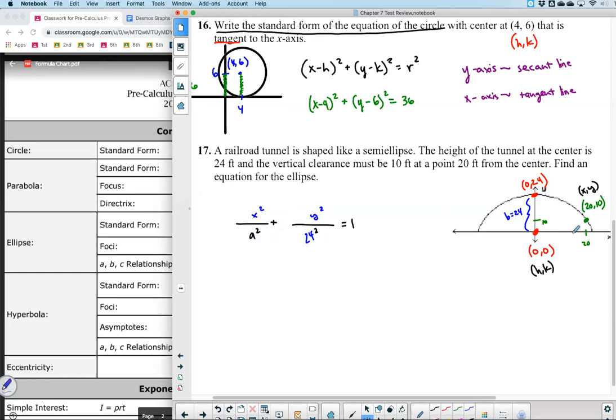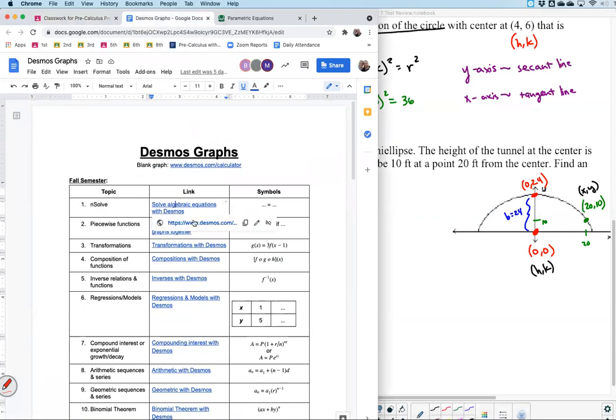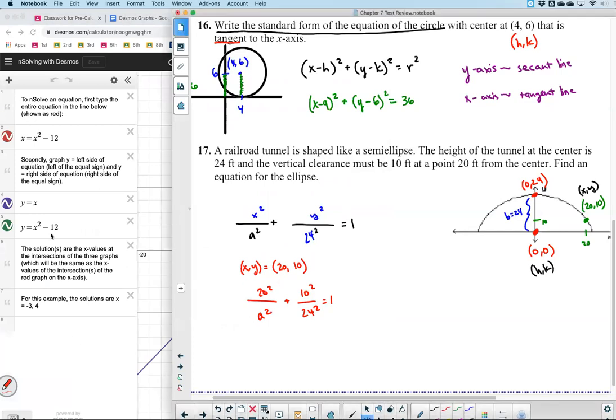By plugging in this x and y. We could solve, and I'm going to use nsolve here, by plugging in the x and y value of 10. I'm going to say x comma y equals 20 comma 10. And so what I will plug into the calculator, I'll nsolve, is that 20 squared over a squared plus 10 squared over 24 squared is going to equal 1. We could simplify, but we don't have to. I'm going to use Desmos nsolve here, my very first graph. Nsolve, and we're going to type in this equation. The steps, there's 3 of them.